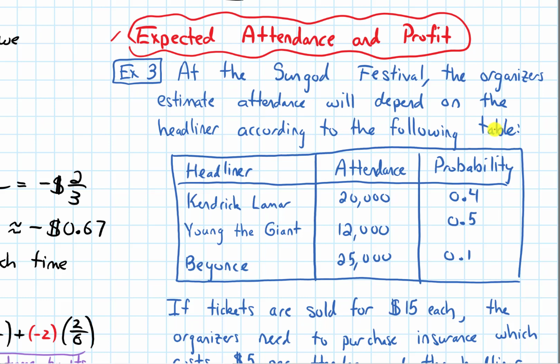the following table. So the options for headliner are Kendrick Lamar, and if he's the headliner, the attendance is 20,000. And the probability that he is the headliner is 0.4. So the other headliner options are either Young the Giant or Beyonce. So we got their corresponding attendances written here, and the probability that they are the headliner in the following column.